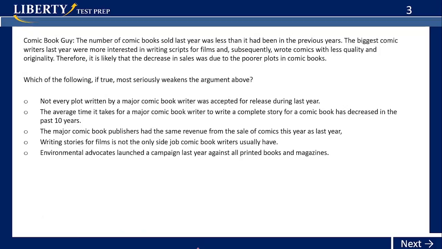All right, so let's read the question. Which of the following, if true, most seriously weakens the argument above? So this one's a weakening question. Now, let's read the argument. You have a comic book guy. The comic book guy says, the number of comic books sold last year was less than it had been in the previous years. The biggest comic writers last year were more interested in writing scripts for films, and subsequently wrote comics with less quality and originality. Therefore, it is likely that the decrease in sales was due to the poorer plots in comic books.